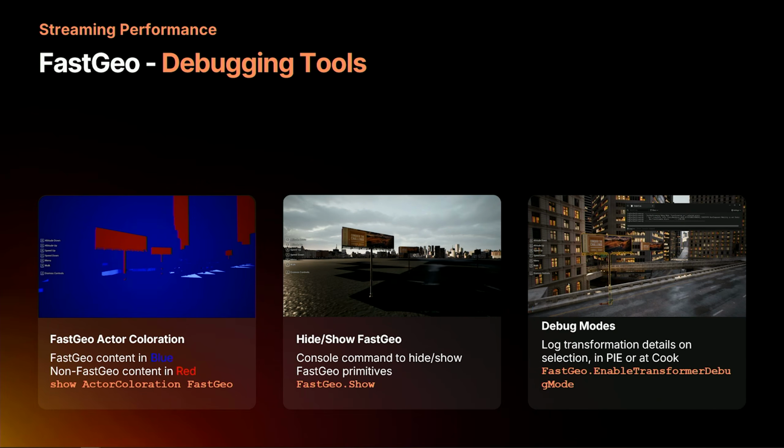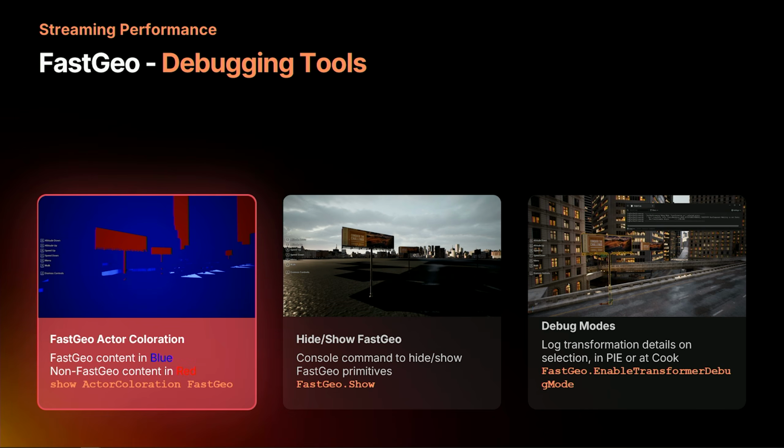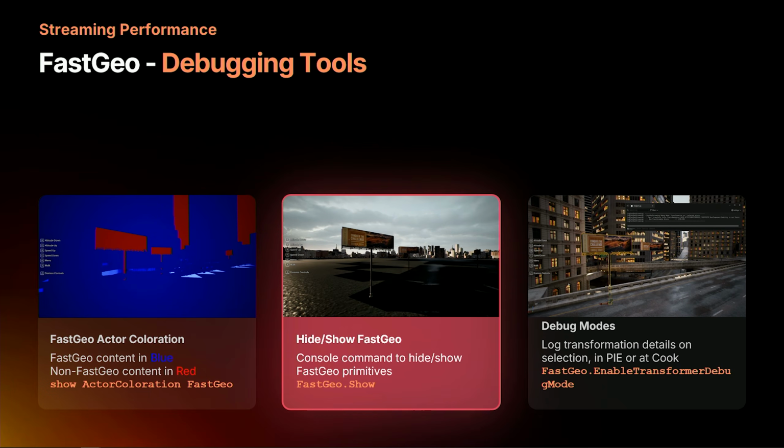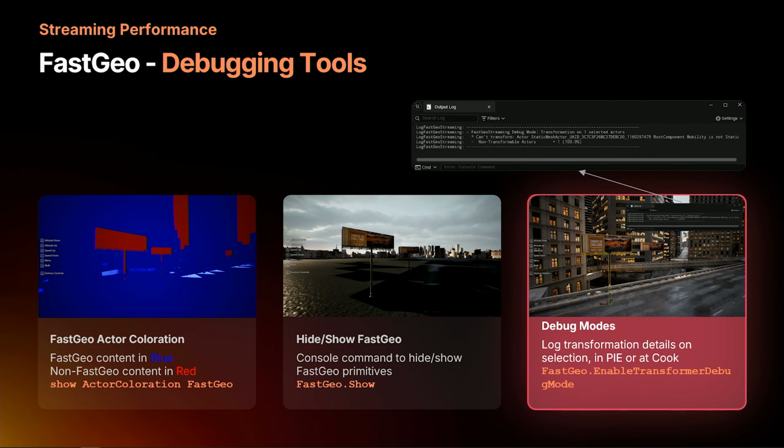And to aid in understanding what was transformed, what wasn't, and the reason why, Fast Geo comes with debugging tools. We added a Fast Geo actor coloration mode, which will show in red the non-transformed primitives in the scene. A console command was added, fastgeo.show, which allows you to hide or show the Fast Geo content. It's an easy way to isolate the non-transformed content in the game. And we also added debug modes to report in the output log all the details of the transformation and the reason why some actors or components were not transformed.